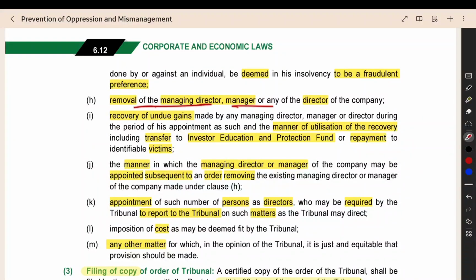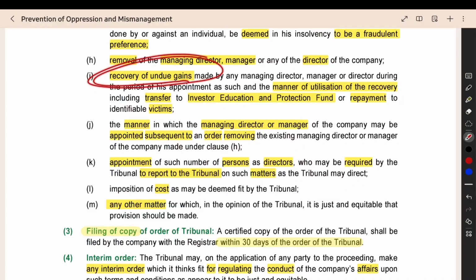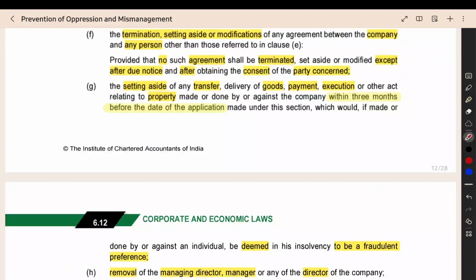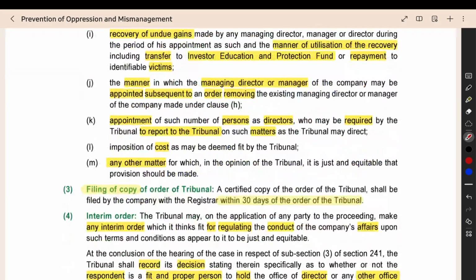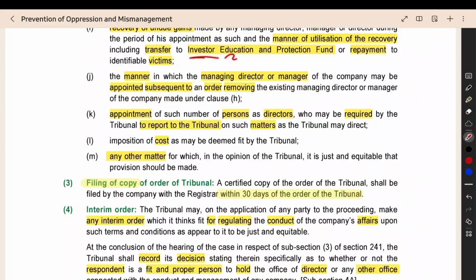Then removal of the managing director, manager, director, recovery of any undue gains, and manner of utilization of the recovery. So some fraud happened, and that fraud was done by the director. Now the NCLT made an order and recovered the amount, whatever undue gain, undue profit was obtained by the director. Now this recovery, they can give to the victim who was affected by the fraud. They can also transfer it to the Investor Education and Protection Fund. That is also there. Then the manner in which the managing director or manager may be appointed subsequent to the order.